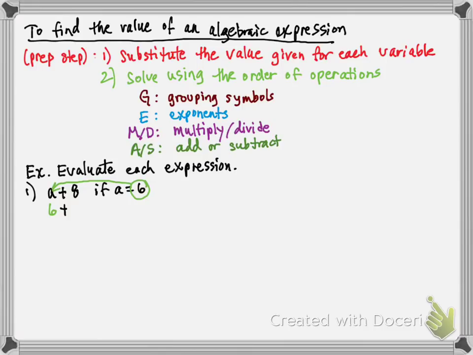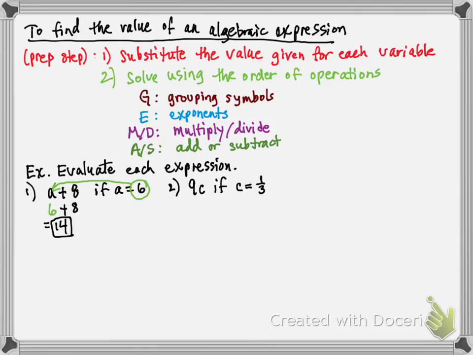So on your homework, write out the original problem, show me the substitution, and then do the math. And we get 14. So that's my answer for this problem. Let's try a second one. We have 9C, and then they have to give us our definition, C equals 1/3.